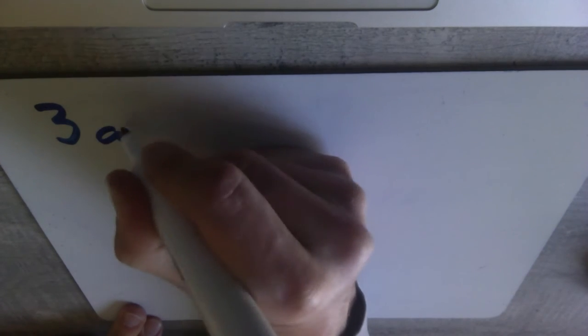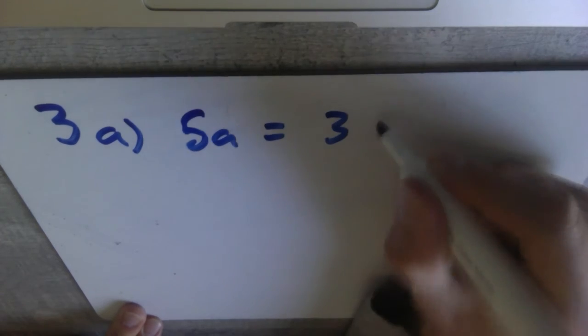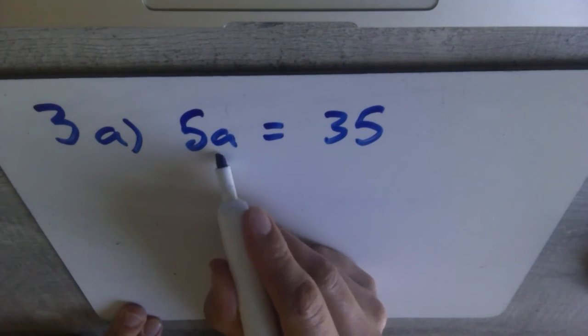And number 3. This time we are solving by inspection. So the only difference with inspection is now that you're using your understanding of multiplication, addition, subtraction, and division to help you answer it. Usually inspection is a little bit faster than systematic trial. So let's look at 3A, which is 5a equals 35.